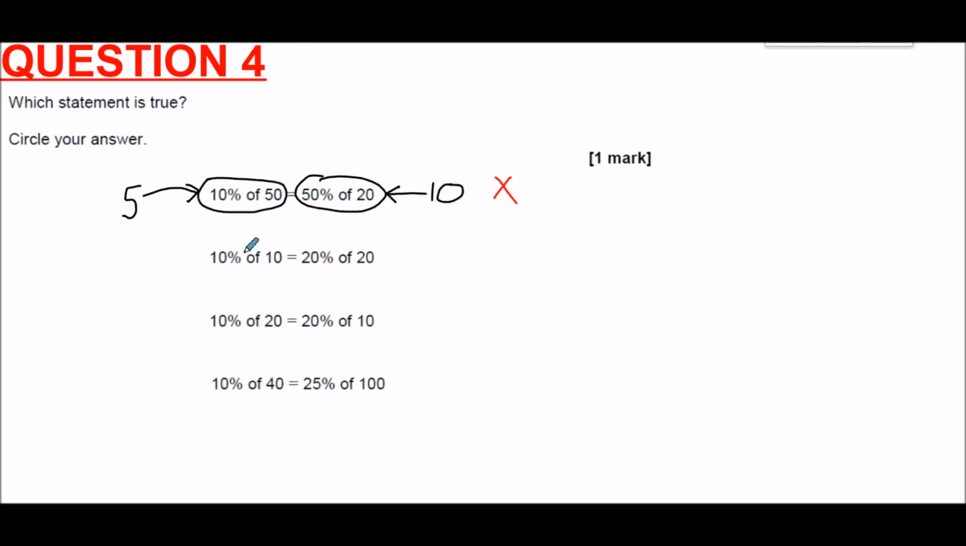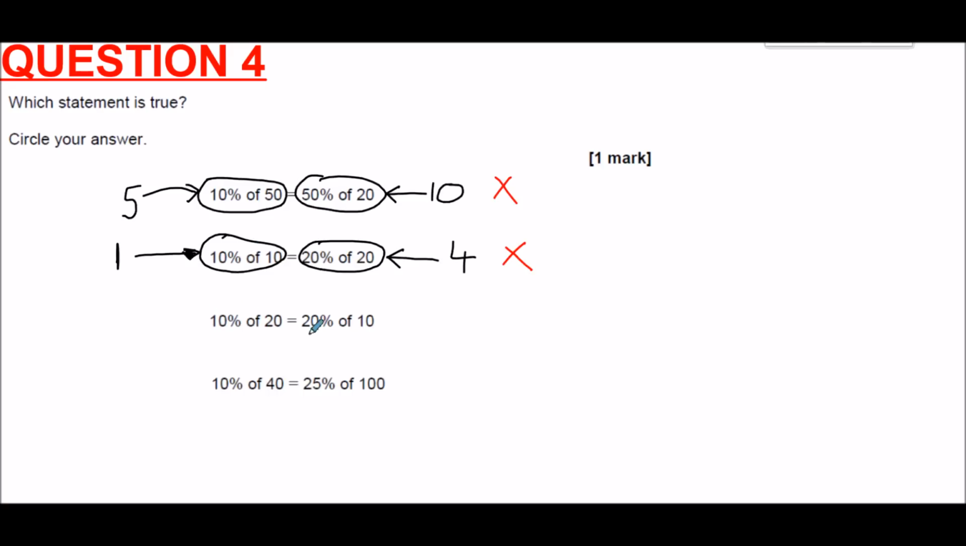The second one down, 10% of 10. Again, I'm going to assume you're using your calculator just to make sure with these ones. But in the same way, 10% of 10 would be only 1. 20% of 20, 20 over 100 multiplied by 20, that would be 4. So again, 1 doesn't equal 4, so it's not this one here.